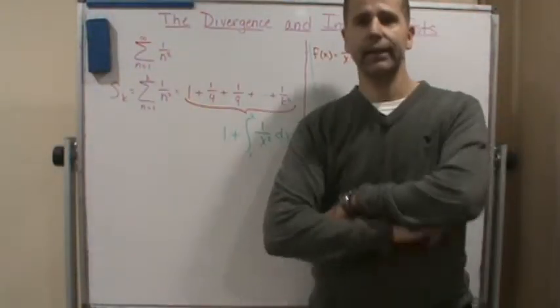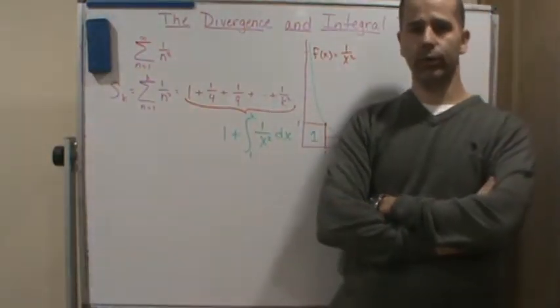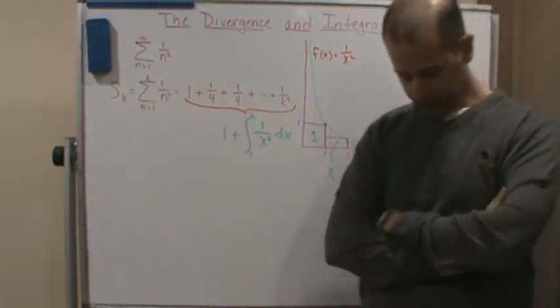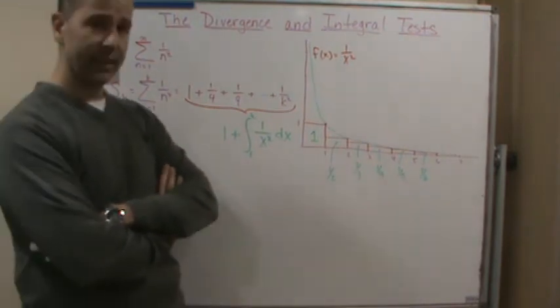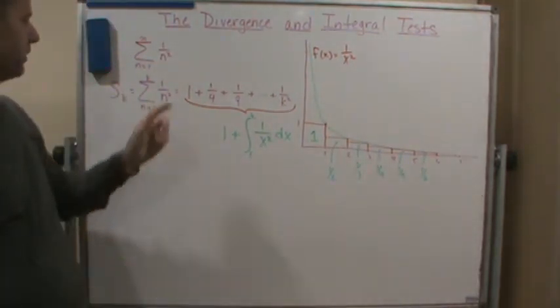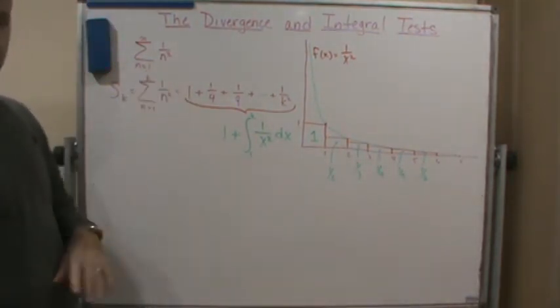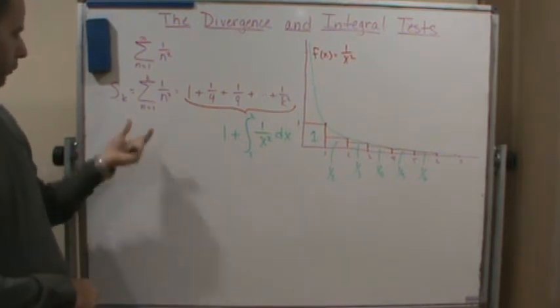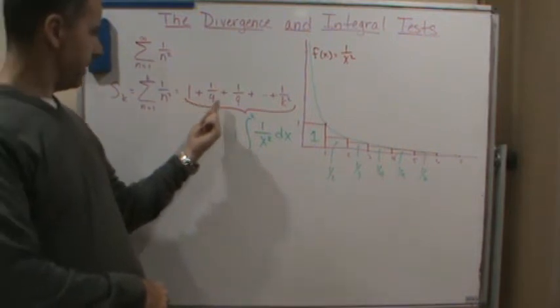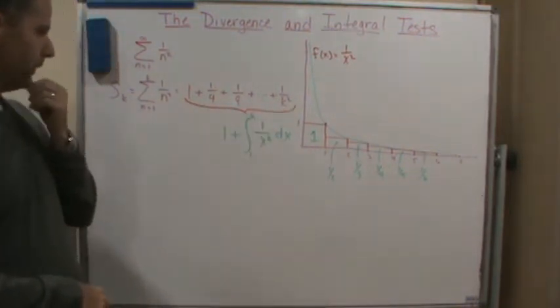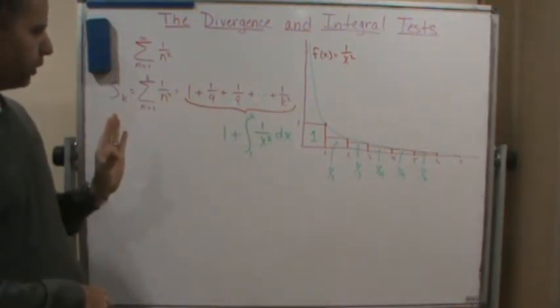Okay, so welcome back. Now what we're going to do is consider this example. We're going to use the integral test, and this is slightly different. We're going to use the series 1 over n squared. Again, if we look at the partial sum of this, we get this sum right here. Now, what we're going to do is compare it.